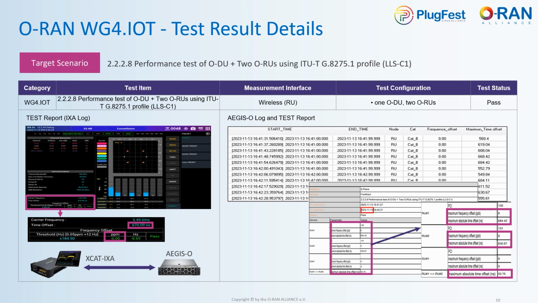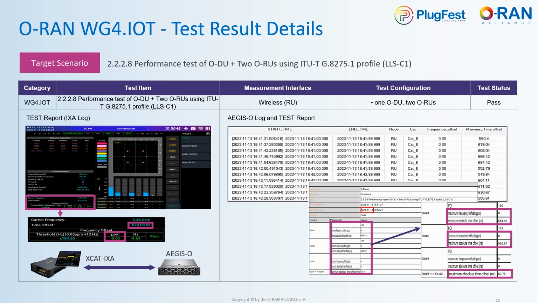Spectrum Analyzer XCAT-IXA was used to measure the radio interface of RU. The image on the left is a screen capture of XCAT-IXA, including time offset and frequency offset. AGSO periodically receives data from XCAT-IXA, so it calculates the relative time between two RUs.